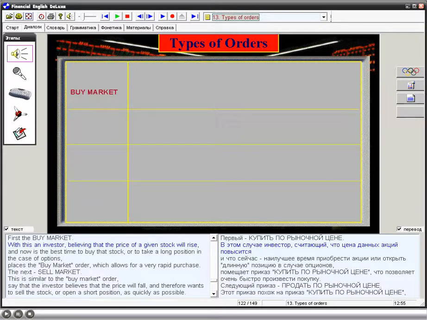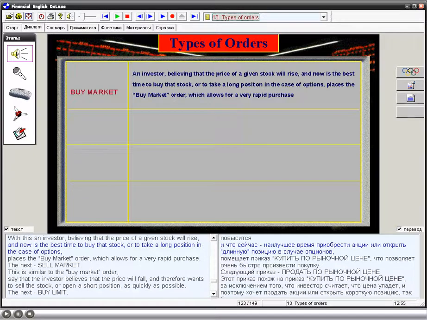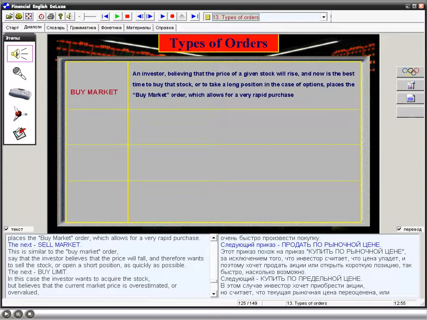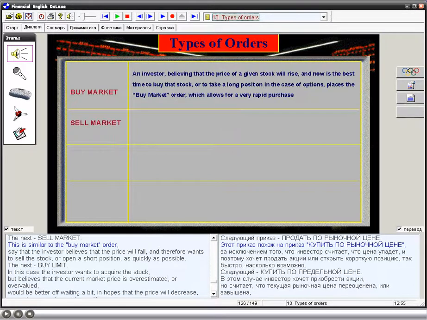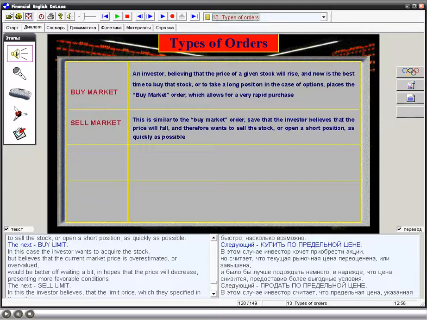First, the buy market. With this, an investor, believing that the price of a given stock will rise, and now is the best time to buy that stock, or take a long position in the case of options, places the buy market order, which allows for a very rapid purchase. The next, sell market. This is similar to the buy market order, save that the investor believes that the price will fall and therefore wants to sell the stock or open a short position as quickly as possible.